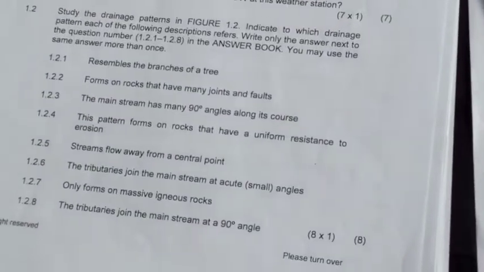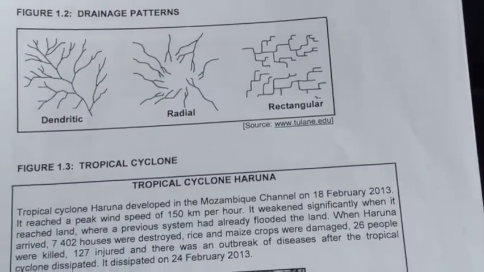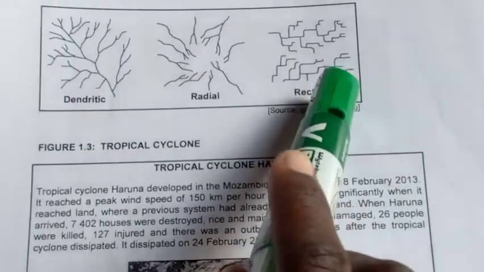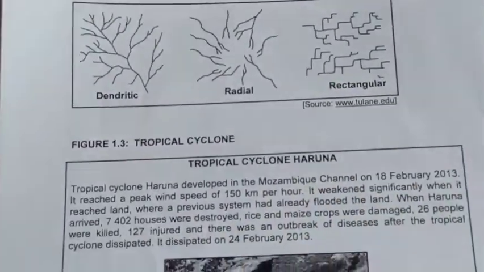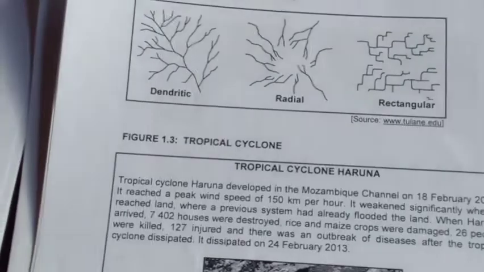The drainage pattern that usually forms when there are many joints and faults is the rectangular pattern. The main stream has 90 degree angles along its course. The one that usually has streams bending at 90 degrees again is the rectangular drainage pattern. 1.24, this drainage pattern forms on rocks that have a uniform resistance to erosion. This one is the dendritic drainage pattern.